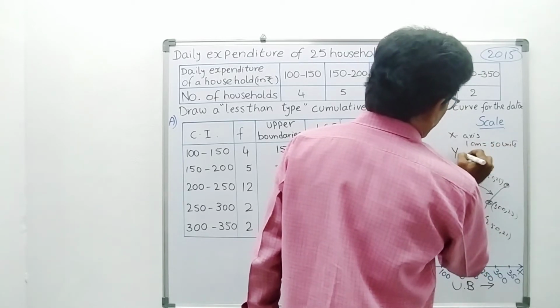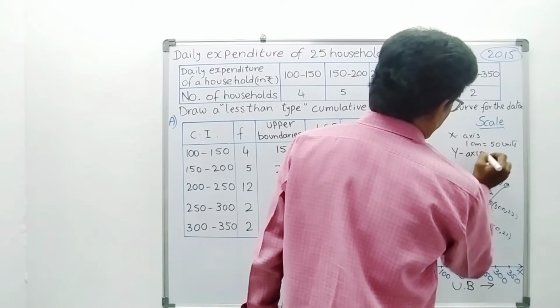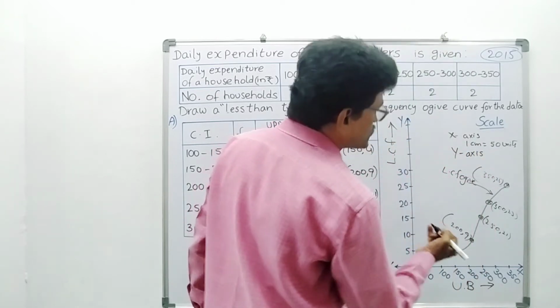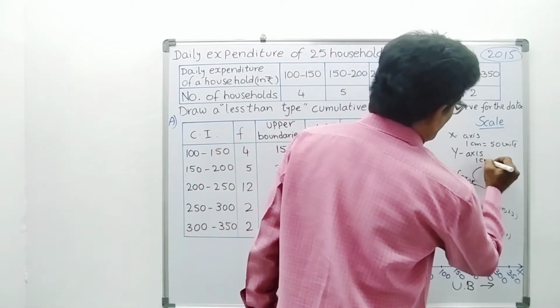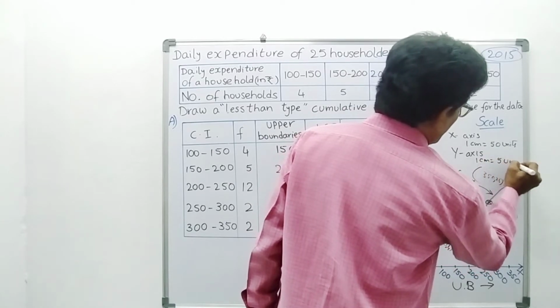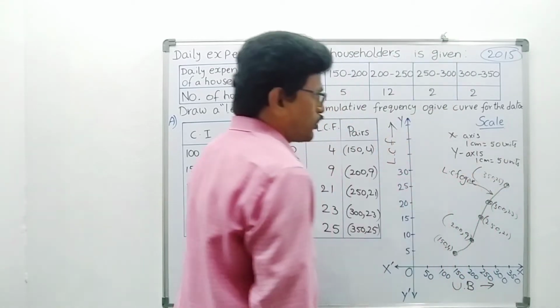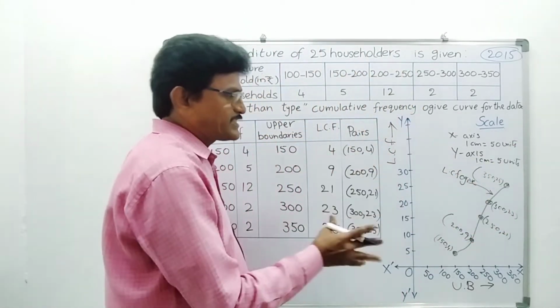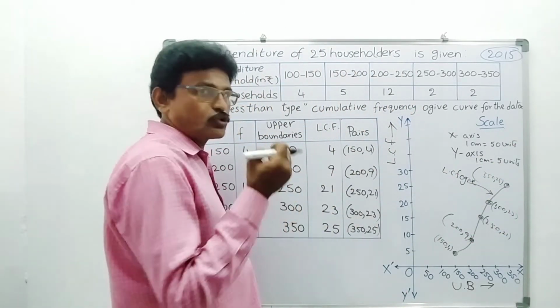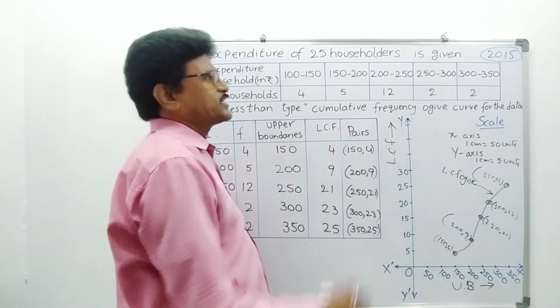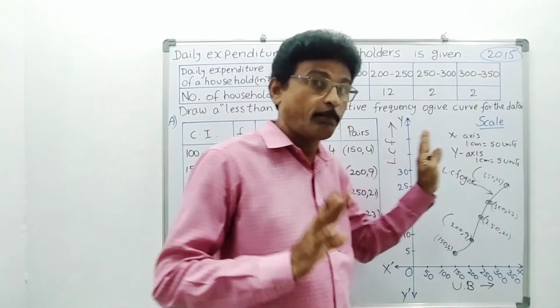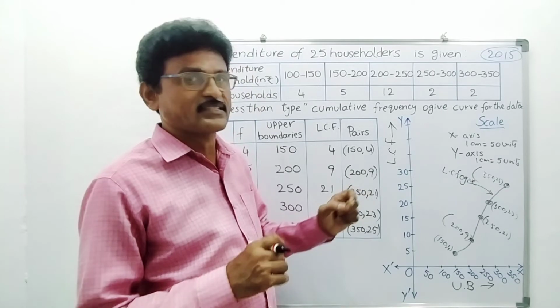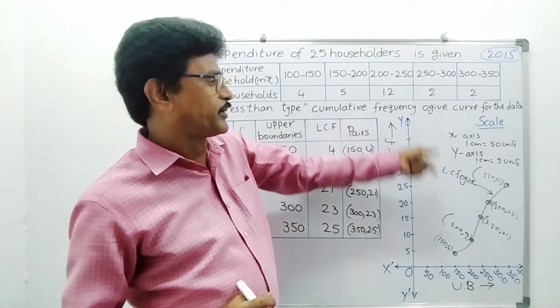Next, on the y-axis, how have I taken it? 1 cm equals 5 units. If you take 2 units, you have to mention it like that only, 1 centimeter equals 2 units. Students, this is the graph to plot the less than cumulative frequency curve. Actually, this examination problem is completed, but sometimes they will ask, find the median after plotting the graph.